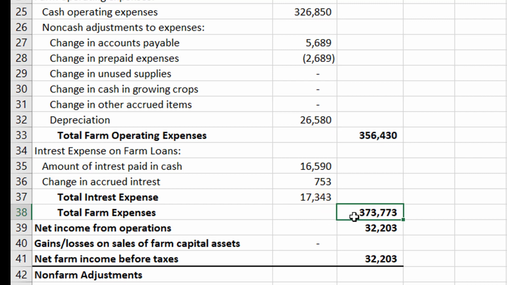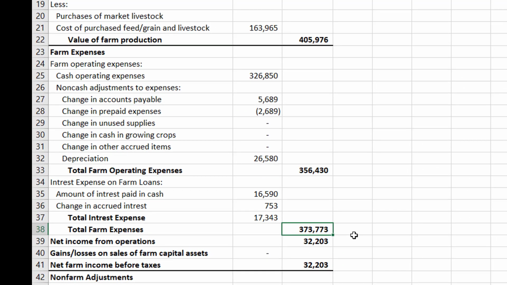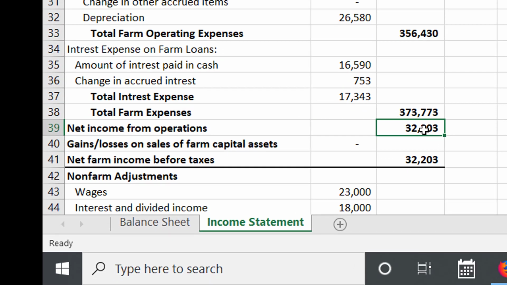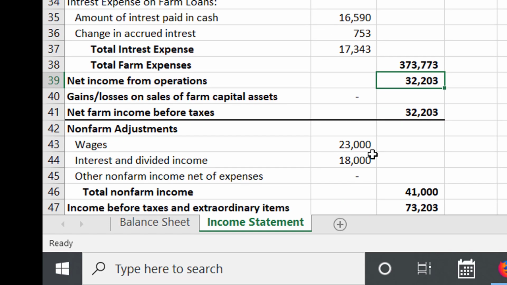So now we know that our farm spent $373,000 and they brought in $405,000. You subtract the two and we have a farm that had $32,000 of income from farm operations. Then this particular income statement puts down gains and losses on a sale of capital assets. That's got to be written down somewhere whenever you gain or lose money on selling a capital asset. And that gives us a net income before taxes.